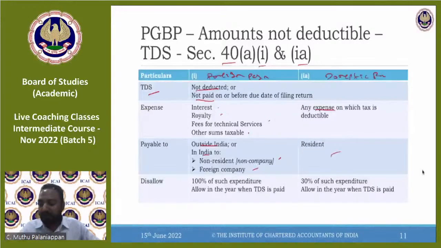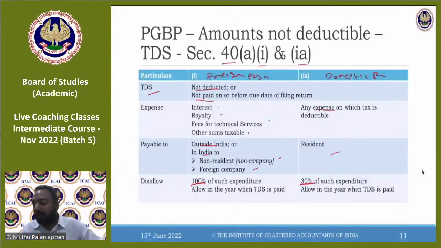Here it is for resident. So I'm comparing this side by side so that you understand this provision better. What do you disallow? You disallow 100% of such expenditure. And in the case of domestic payments, it is 30% of such expenditure.